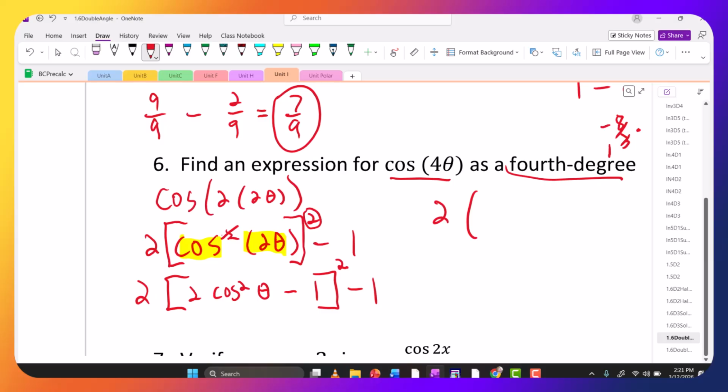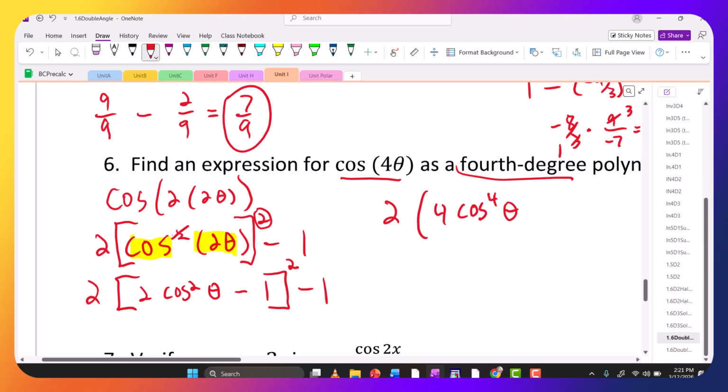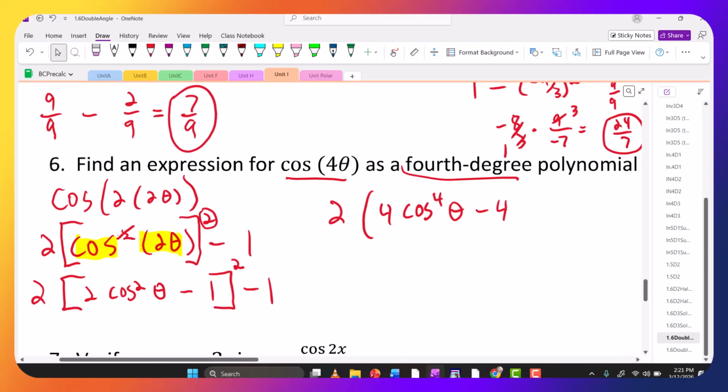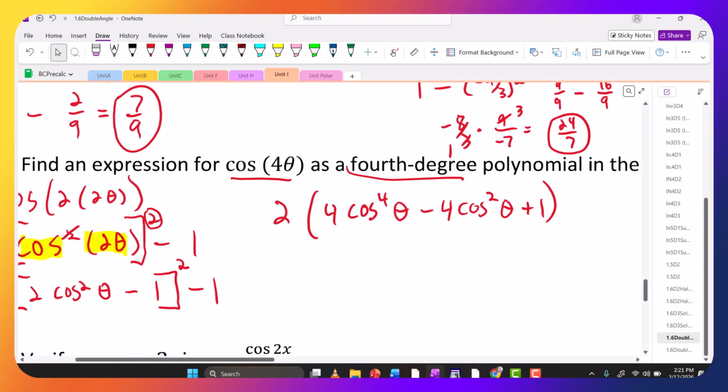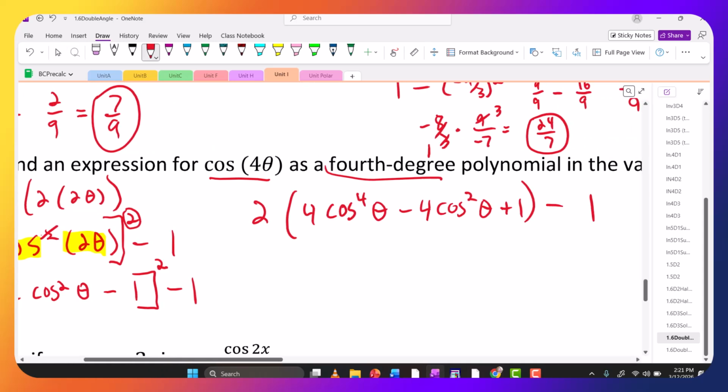I'm a good FOILer. 2 cosine squared times 2 cosine squared is 4 cosine to the 4th. There's that 4th degree. θ. And then 2 cosine squared times negative 1 twice is negative 4 cosine squared θ. And then negative 1 times negative 1 is 1. And then put that minus 1 on the outside. Okay, you should have that all written down over there, so you should understand where this came from. This is the brackets FOILed. Then distribute, and then add. This becomes 8 cosine to the 4th.